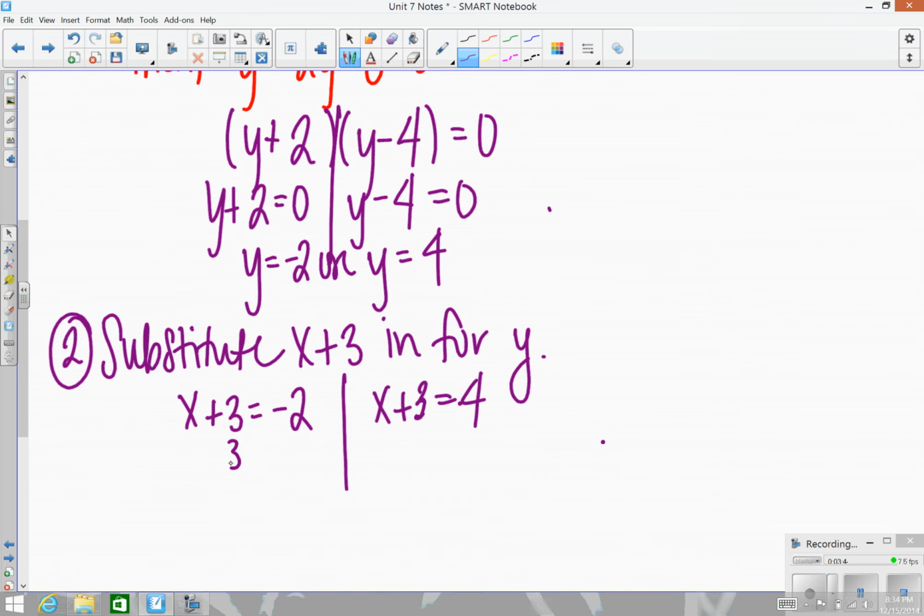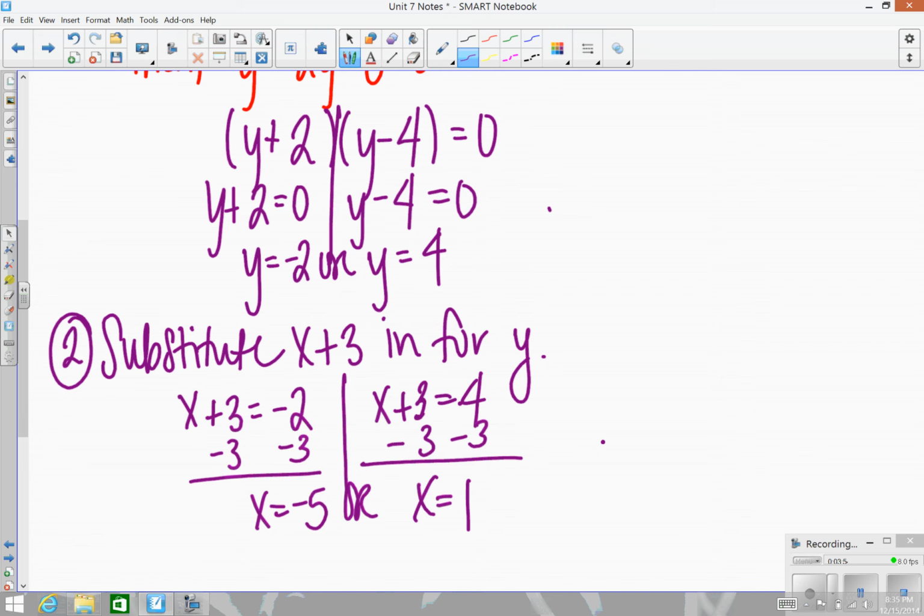So I can bring my 3 over, and we get x equals negative 5. Or bring this 3 over, we get x equals 1. So here are your two solutions to the actual problem, keeping in mind that we let x plus 3 equal y. So this is just another strategy.